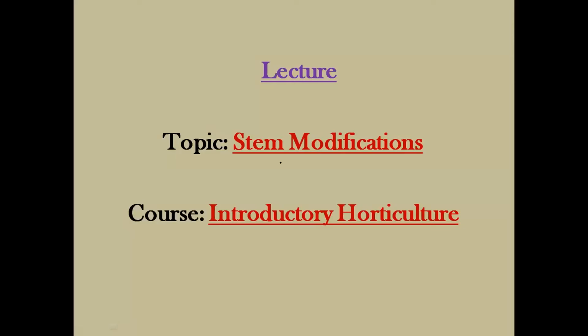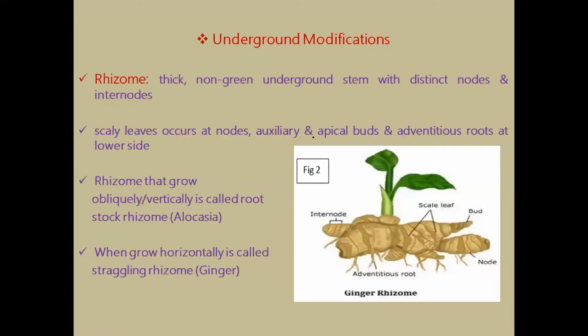In this lecture, we will discuss stem modifications. There are three types of stem modification. The first one is known as underground stem modification. The first type in underground stem modification is rhizome.